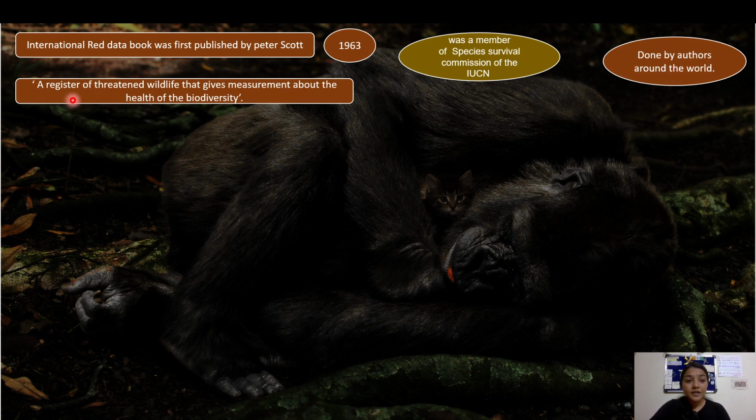So what is a Red Data Book? A Red Data Book is a register of threatened wildlife that gives measurement about the health of the biodiversity. So Red Data Book is basically a kind of register, we can say, a kind of logbook in which you will get the list of all the threatened species in the world, right? And by knowing the threatened species, you will get to know what is the health of your biodiversity, what is the health of our environment, what is the health of our ecosystem. Because as and when due to various activities we have degraded our ecosystem, so as the biodiversity has degraded, a lot of organisms either have become extinct or are near to extinction or are into the threatened categories, right? So therefore this list very specifically tells us about the health of the biodiversity.